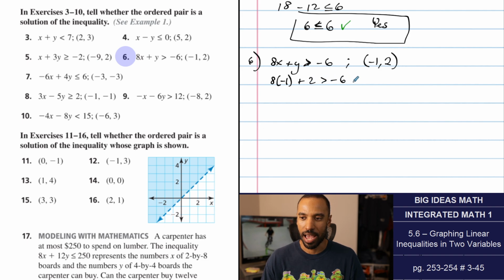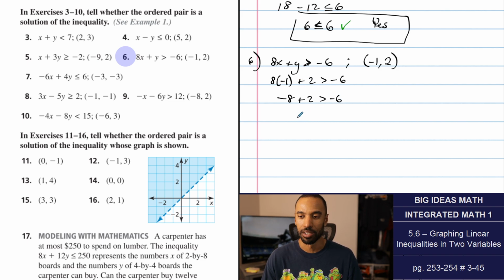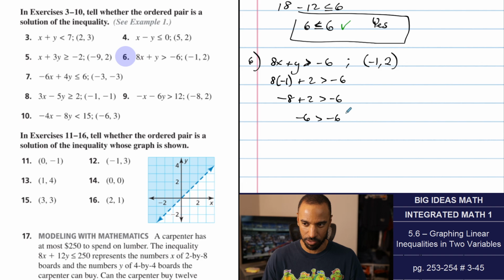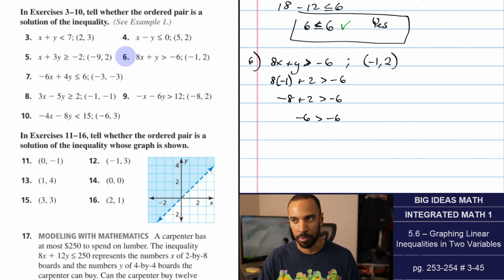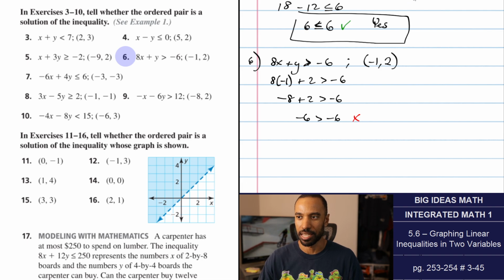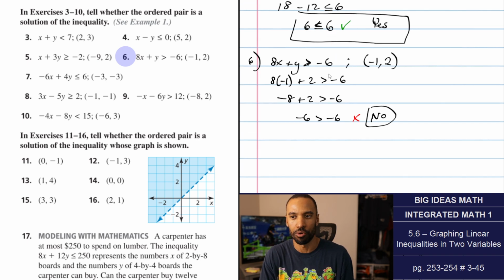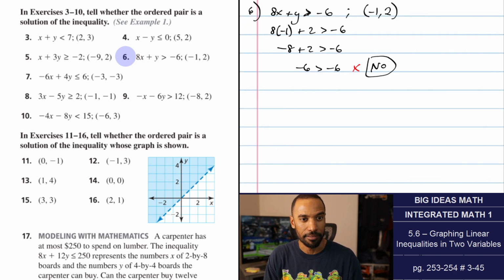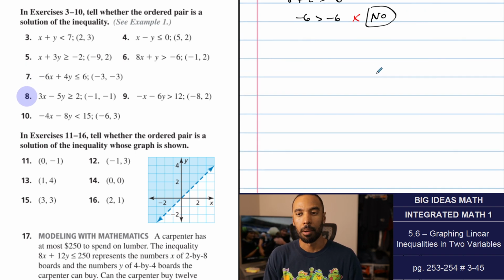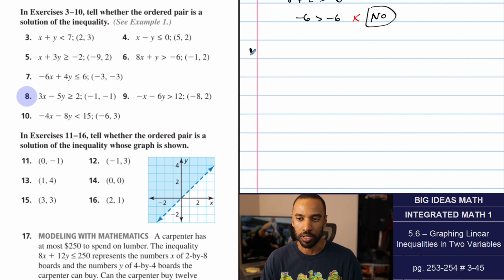Now, in contrast to number 6, to number 7, here we have negative 6 is greater than negative 6. Not a true statement. Whereas 6 is less than or equal to 6 was a true statement. So the or equal to is what made this one true versus not true. When we start doing our graphs, we do our boundary lines. A point on a solid boundary line will make a true statement, whereas a point on a dashed boundary line will not.